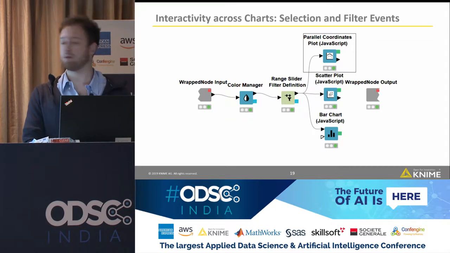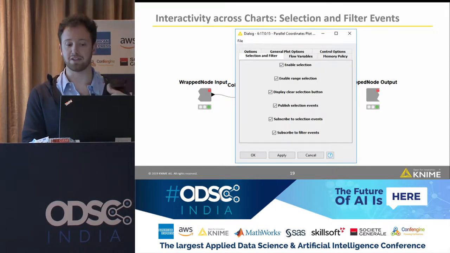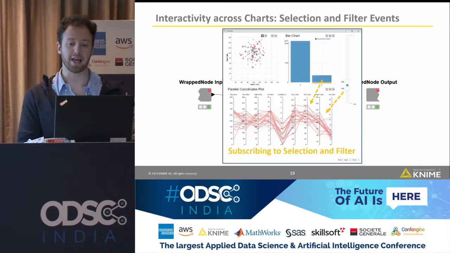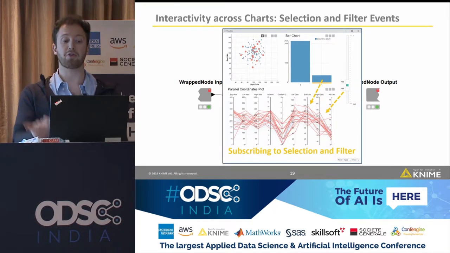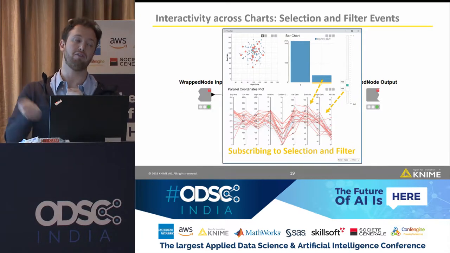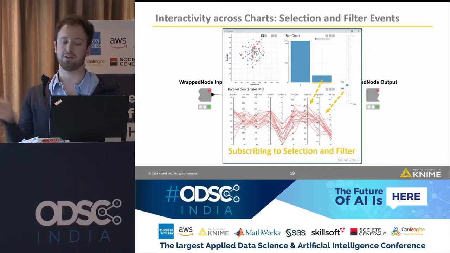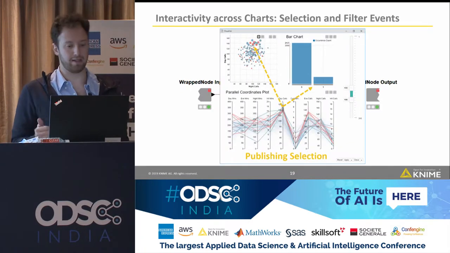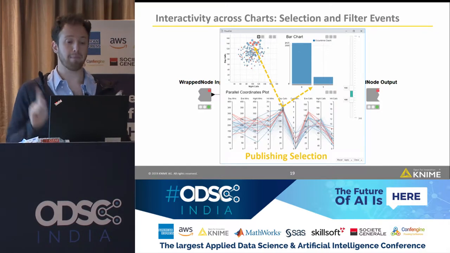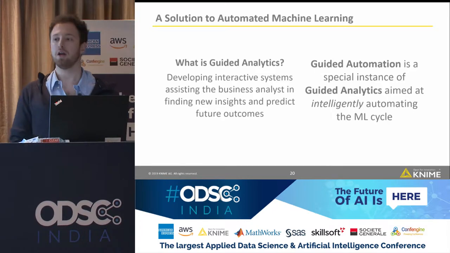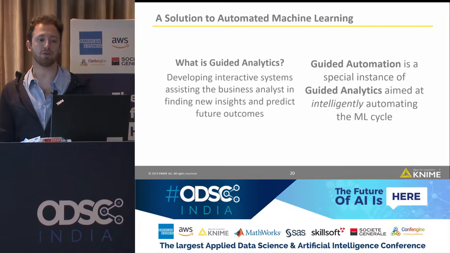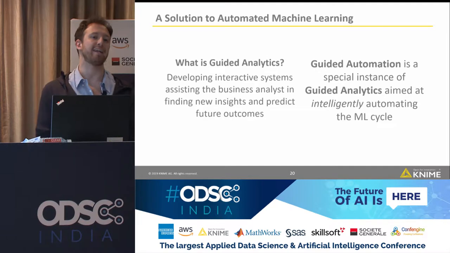So there are some things I would like to show you: you can enable all this interaction in the panels of those JavaScript nodes. So you have enable selection, enable publish selection, and the idea is that this view, the parallel coordinates plot, right now is subscribing to the selection and the filter event of the bar chart and the range slider, and you can also use the parallel coordinates plot to publish a selection to the other two charts. Okay, now you know all the things you need to know to understand what this guided analytics is.